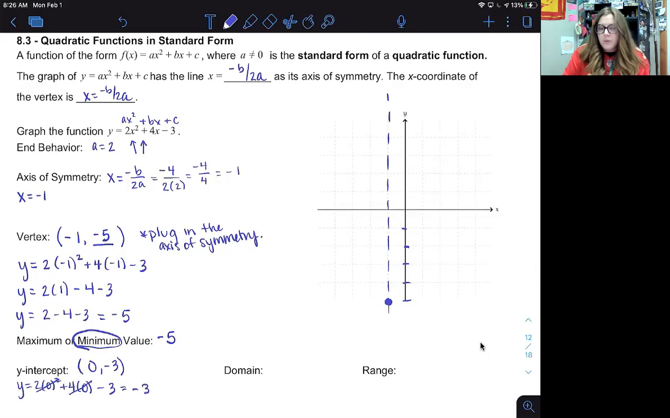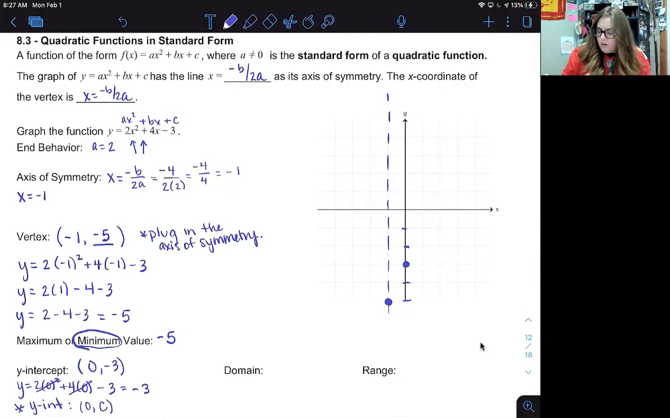And that will always hold true. So I'm going to make a note here. The y-intercept will always be 0, comma, the value for c whenever we're in standard form. So that's a shortcut you can use. So our y-intercept is negative 3. I'm going to plot that point.